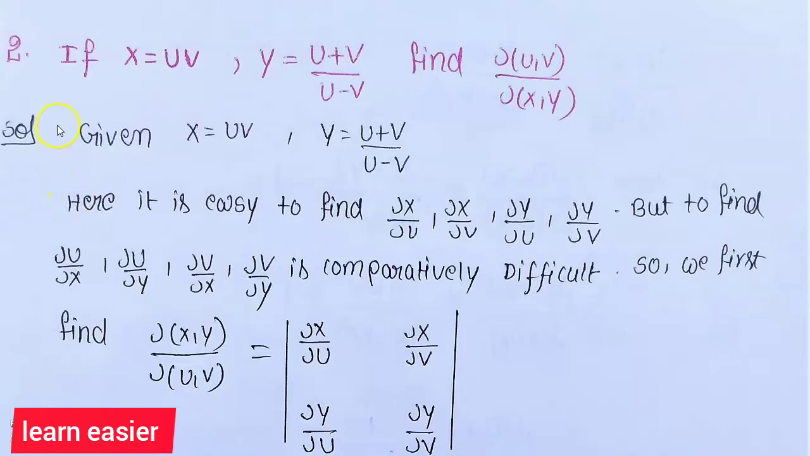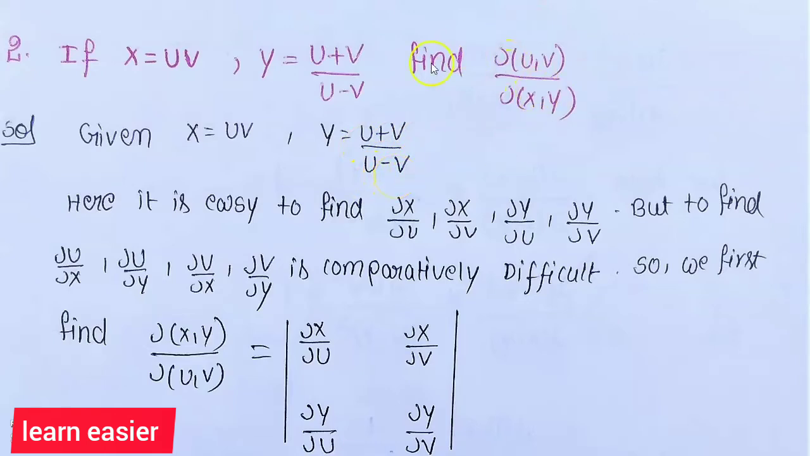Let's start the second problem. The second problem is: if x = uv and y = (u + v)/(u - v), find ∂(u,v)/∂(x,y). So let's start the solution. Given x = uv and y = (u + v)/(u - v).